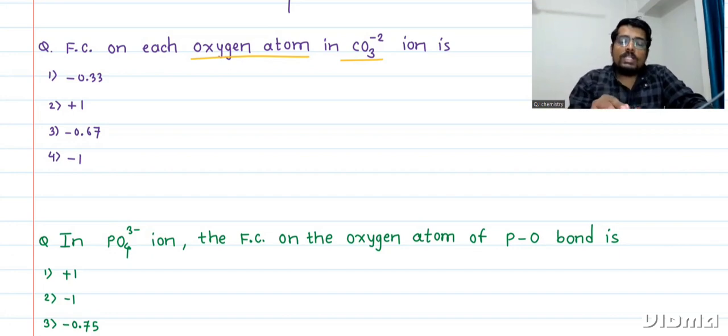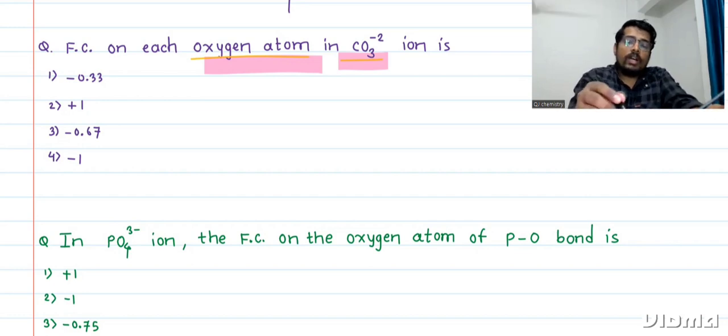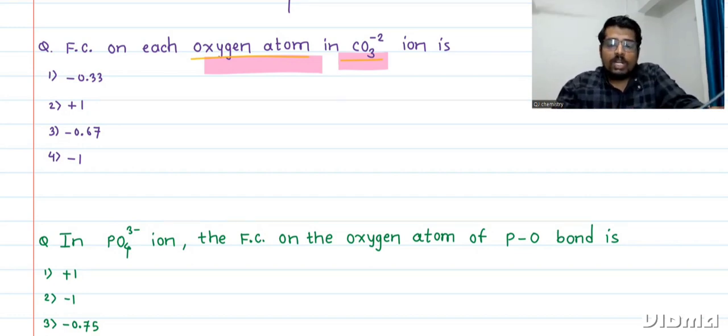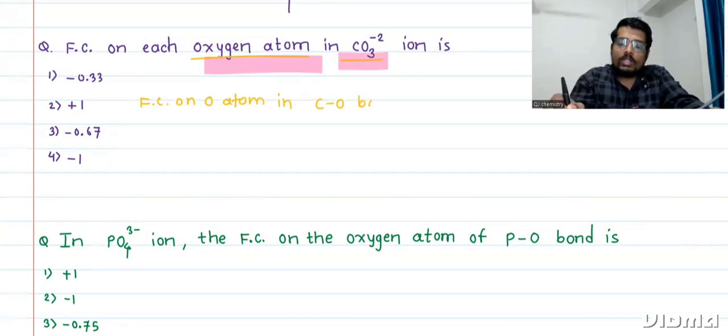Next question, the formal charge on each oxygen atom in the carbonate ion. In this question, the structure is not given to us. If the structure is not given, then find the average formal charge. Now how to calculate the average formal charge? The formal charge on the oxygen atom in the carbon oxygen bond is.